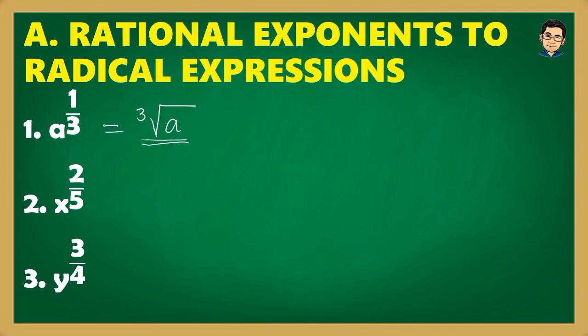So, x is the radicand. 2, ito yung power na kung saan naka-raise yung radicand natin na x. And then yung 5, yung root or index. So, susulat natin yan as the fifth root of x squared. Next, y raised to 3/4.